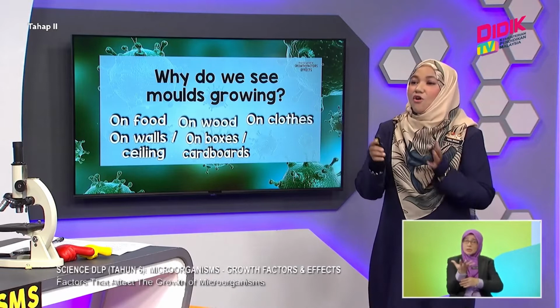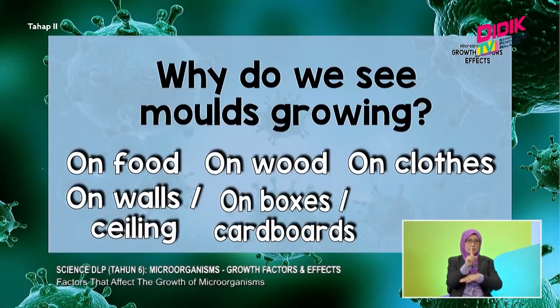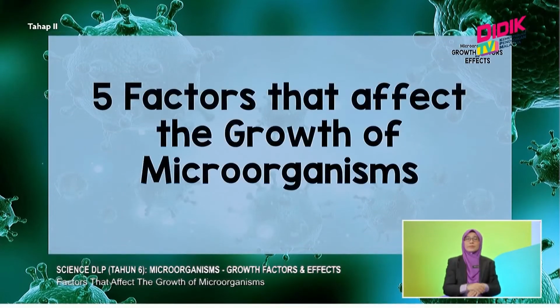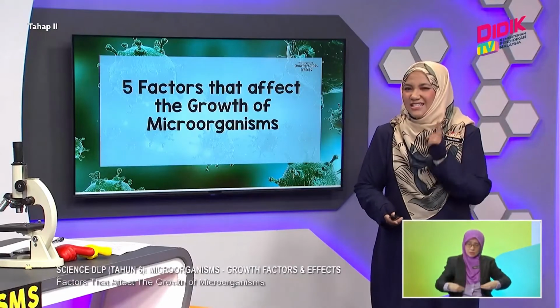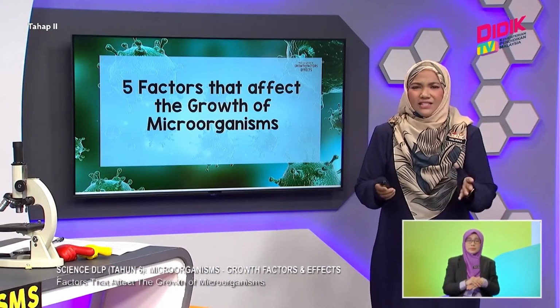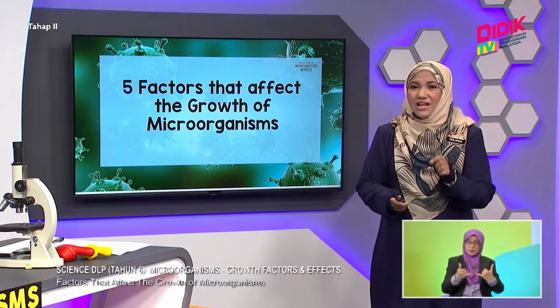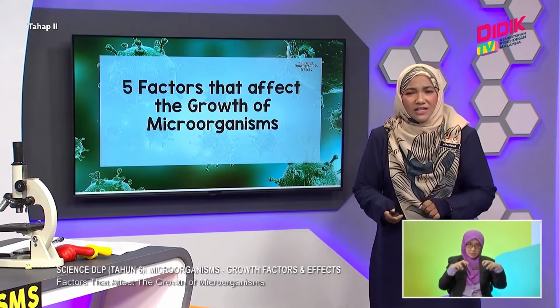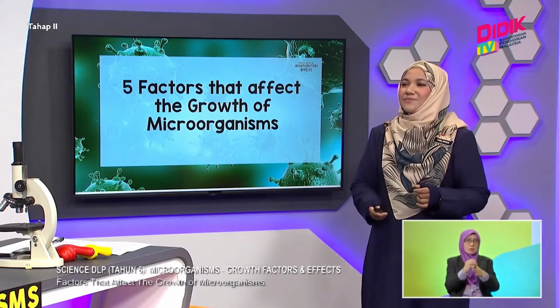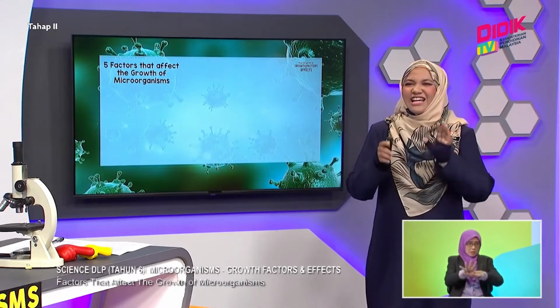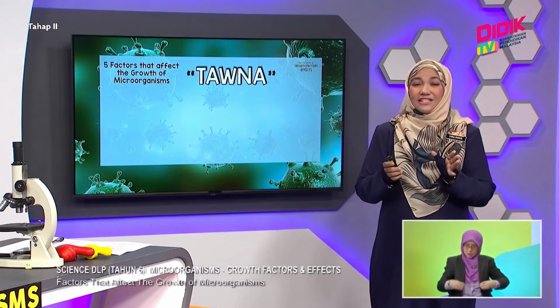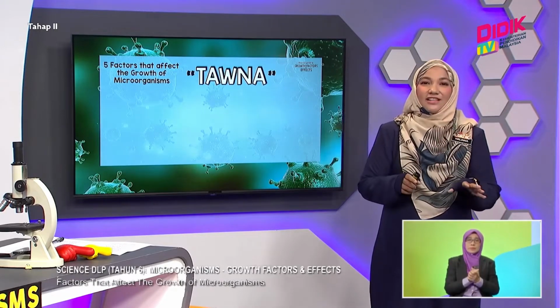Where molds can grow on food, on wall ceilings, on wood, clothes. Okay, like we have mentioned just now. All right. So there are actually 5 factors that affect the growth of microorganisms. So I'm gonna spell it out for you, and let's see if we can make investigations on it to prove that these 5 factors really do affect the growth of microorganisms. Okay, I can conclude the factors as TONA, the acronym TONA.